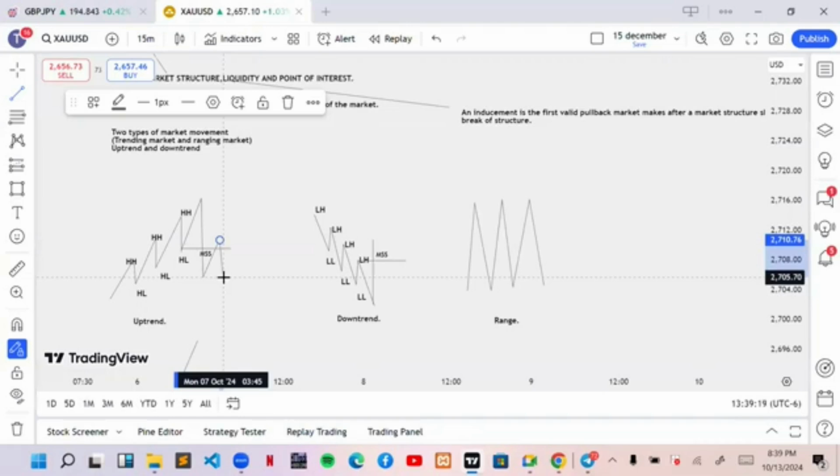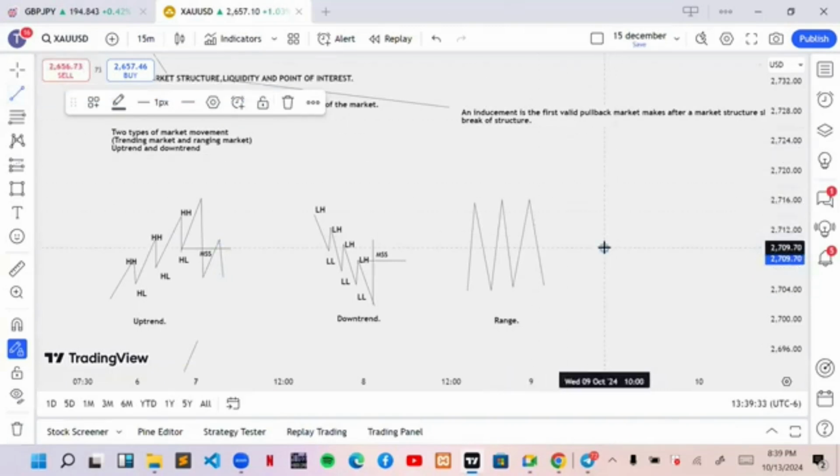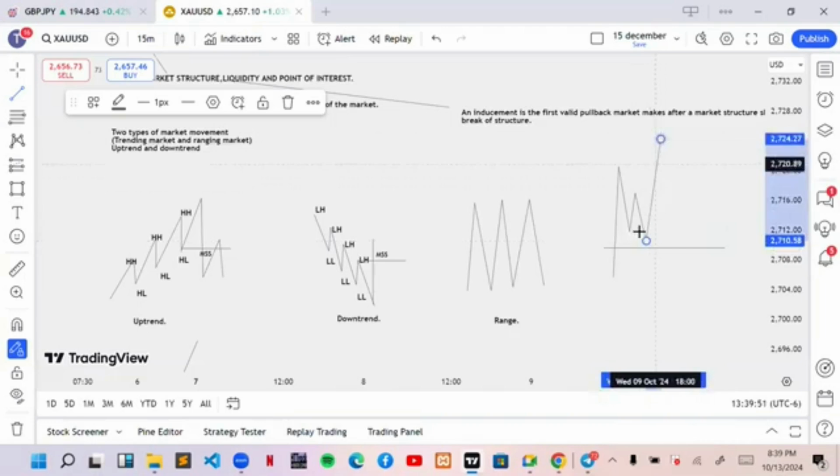What makes a pullback valid is that it has to cover at least 50% of the last move, or at least close to where the last move stopped. This is what I mean. Let's say this is a resistance zone now, and the market does a break of structure here. After breaking structure, this is now the first pullback it makes. This first pullback has to push the market up close to at least this level before it can come down to trigger the main point of interest and then continue buying.